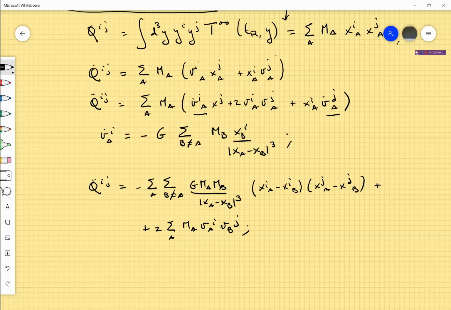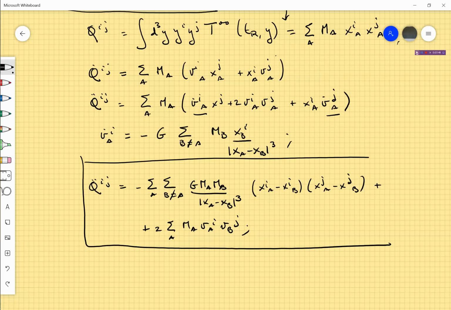In the next video we are going to specialize this formula for the case of just two particles.